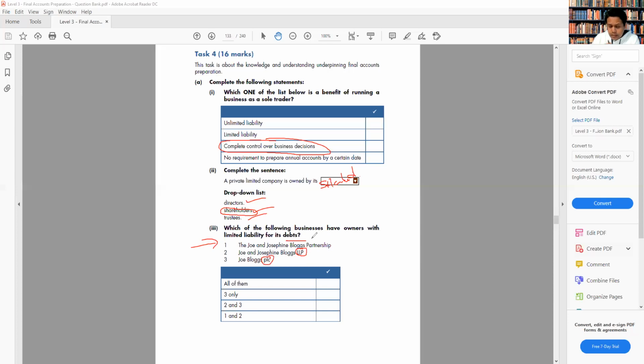Remember that LC is limited liability. So LLP is a limited liability partnership. So that will be 2 and 3. So in partnership, we have two forms. The partnership can be limited, can be unlimited, both. Let's move on to the next one.